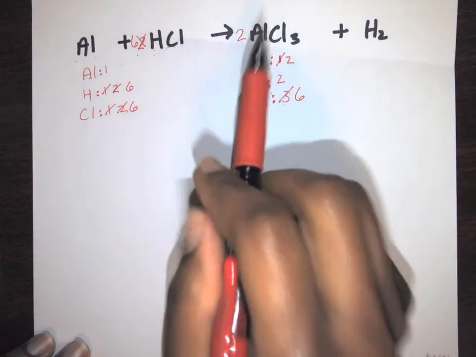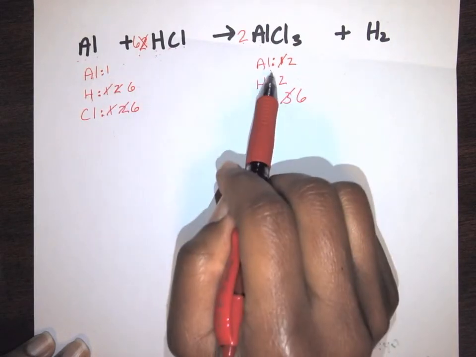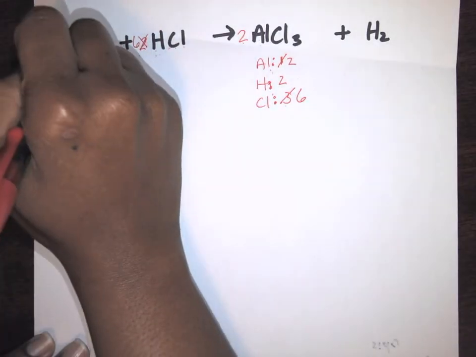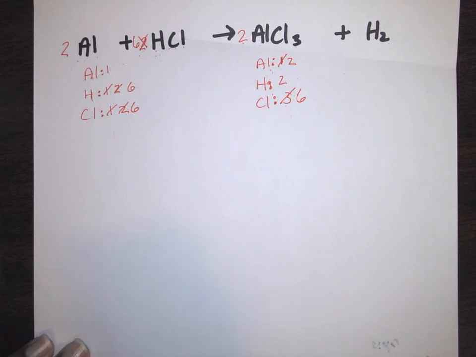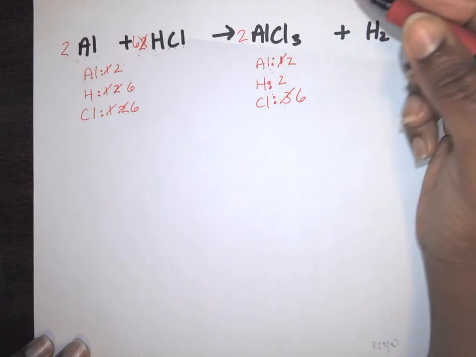Starting with the aluminums, if I have 1 on the reactant side and 2 on the product side, I'm going to change the coefficient in front of aluminum here to a 2. And that gets that straight. So the aluminums are looking good now.